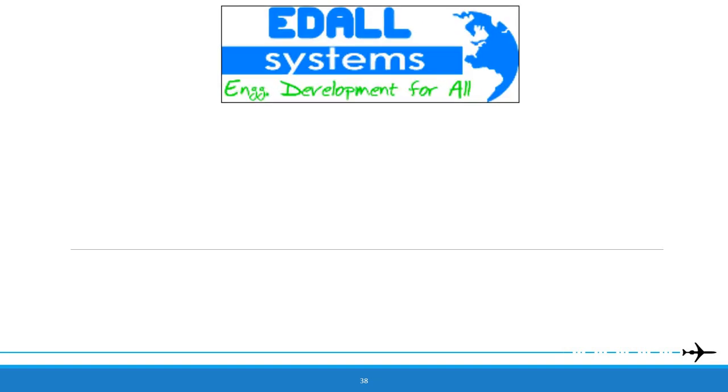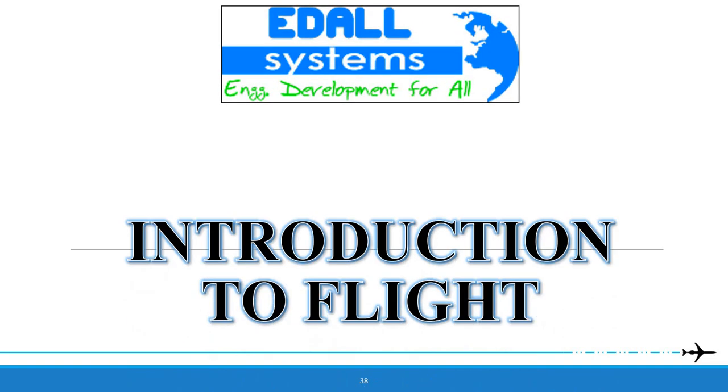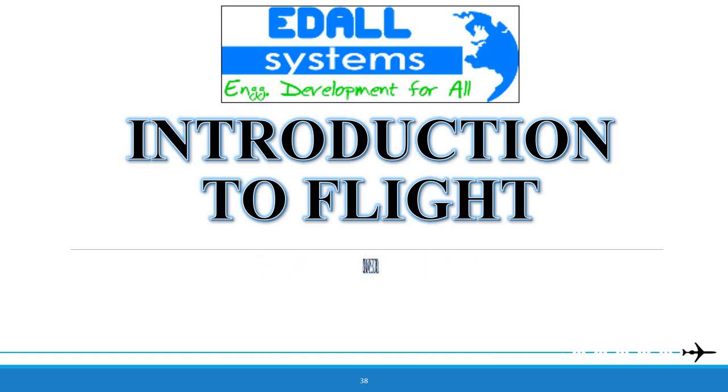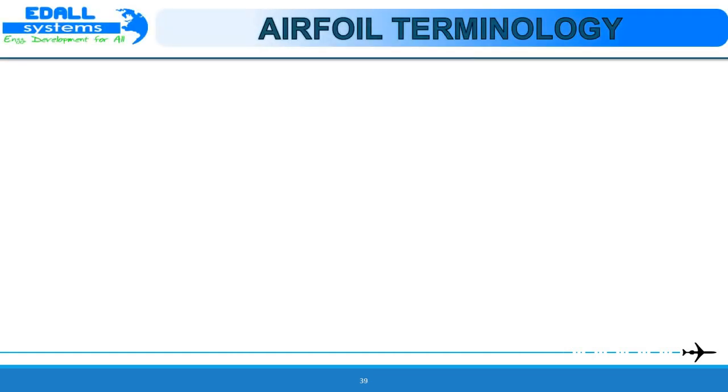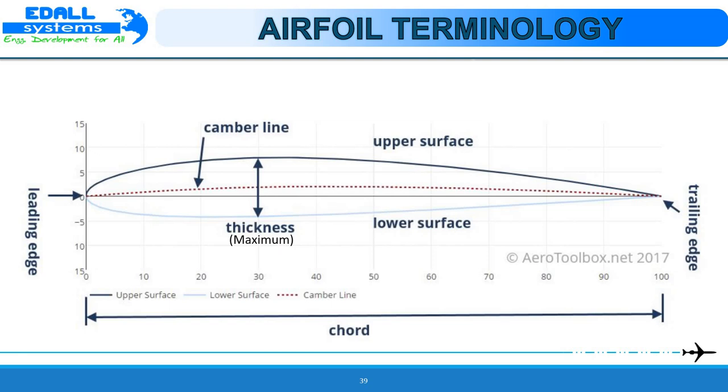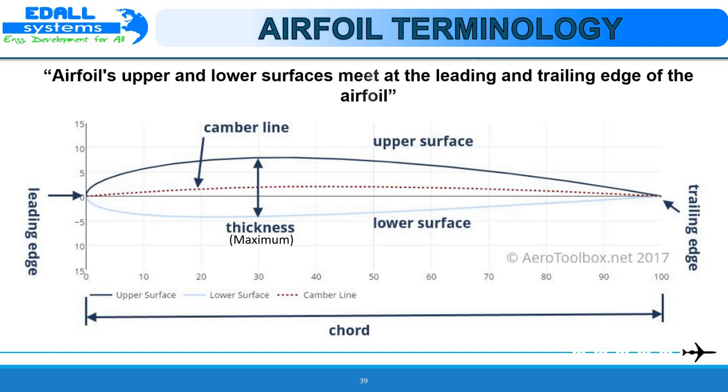In our previous session, we had seen about airfoil. Now let us start off with airfoil terminologies. These are the parts of the airfoil, namely called as nomenclature of the airfoil. Let us study them in details.